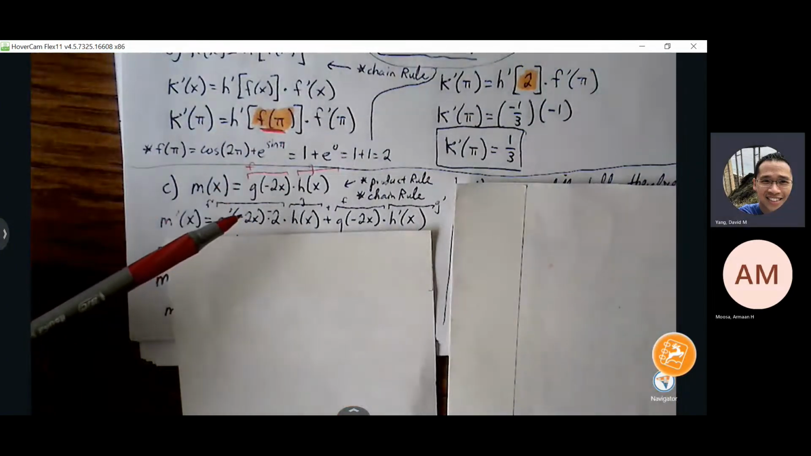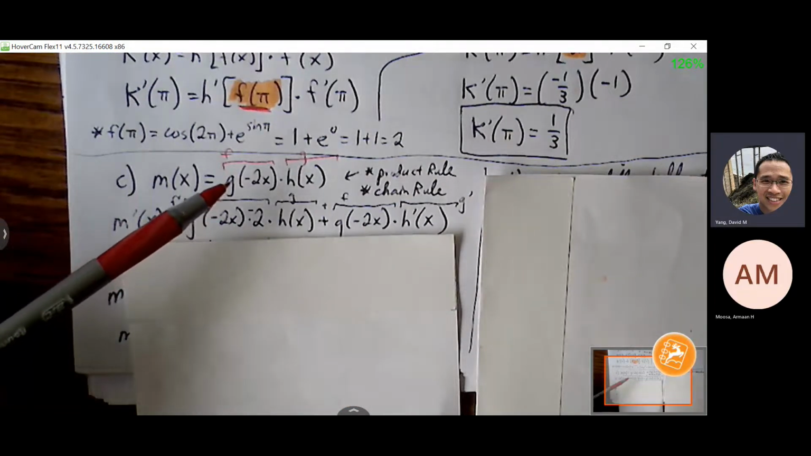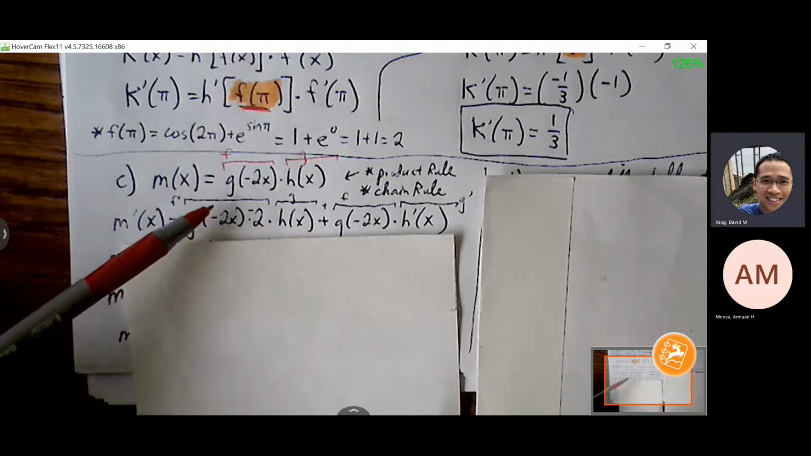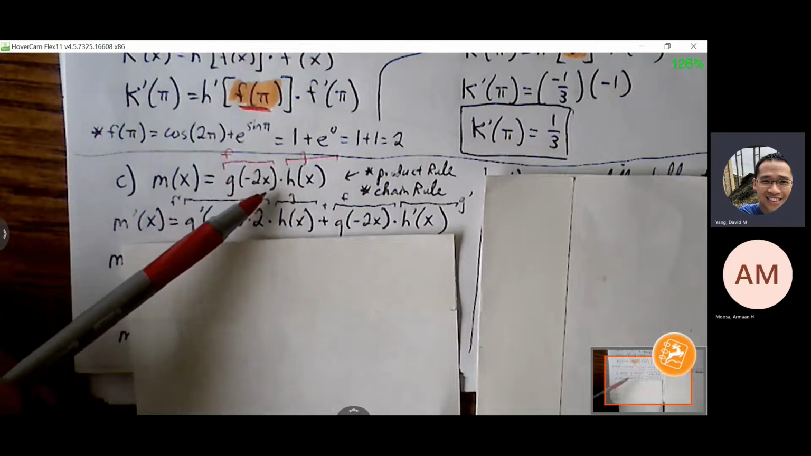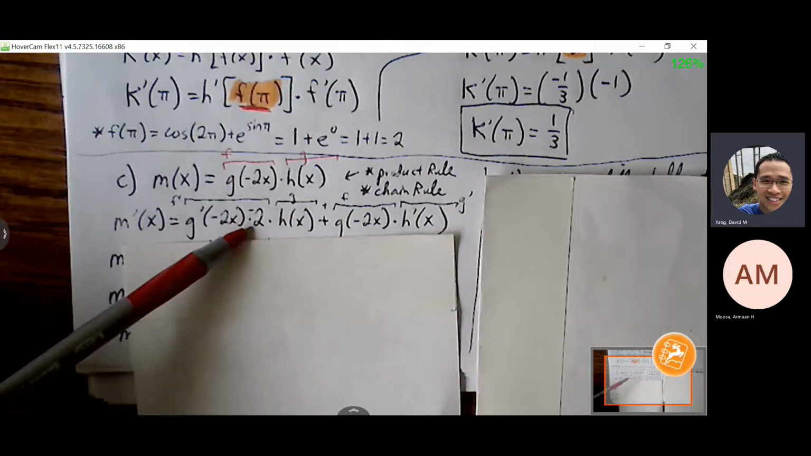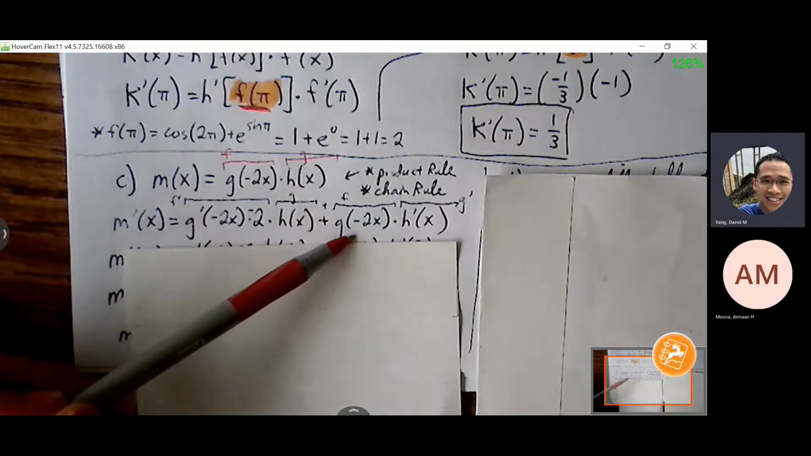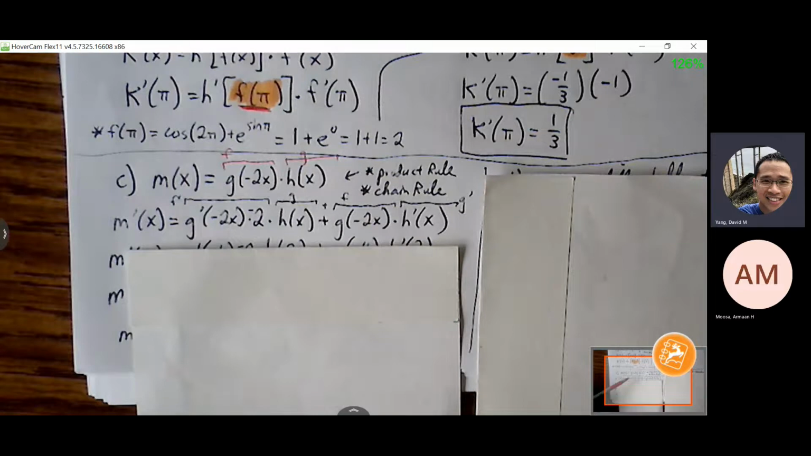First things first, let's find the derivative of g of negative 2x. G of negative 2x's derivative is outside's derivative times inside's derivative, so g becomes g prime. We hold that negative 2x intact times the inside parentheses derivative. Negative 2x becomes negative 2. H of x stays, plus g of negative 2x times the derivative of h of x, which is h prime.